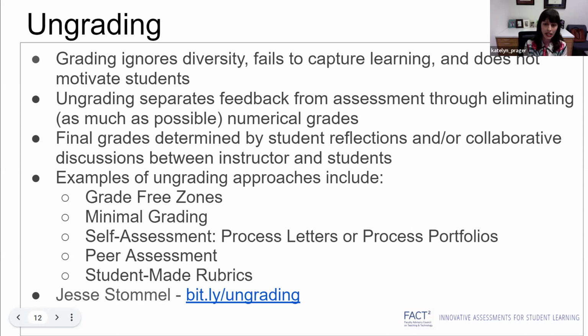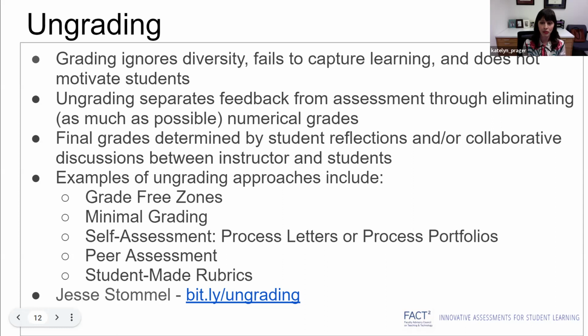Another approach is minimal grading, which would be using grading measures that simplify grading, like pass-fail, strong, satisfactory, or weak, or even assigning but not collecting certain assignments. Another approach would be self-assessment, which might look like process letters or process portfolios, which would require students to evaluate their own progress by discussing their learning in the course, pointing to specific work they've completed and how it relates to the course goals. Peer assessment would be an approach for group projects, which would have students write reflections on what they did as individuals and how others contributed.